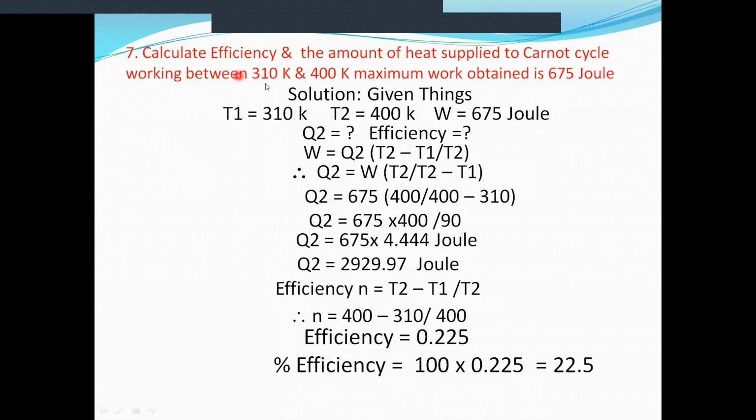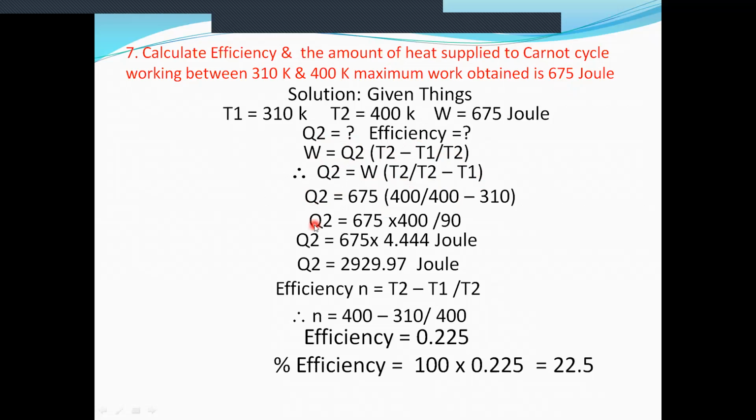T1 is given. How much is T1? 310. It is already in Kelvin, so you keep it as it is, 310. T2 is 400 and W is 675. We have to calculate Q2, that is heat absorbed, and efficiency. Now the same formula, W is equal to Q2 into T2 minus T1 upon T2. Therefore, rearranging this formula, Q2 is equal to W into T2 divided by T2 minus T1.